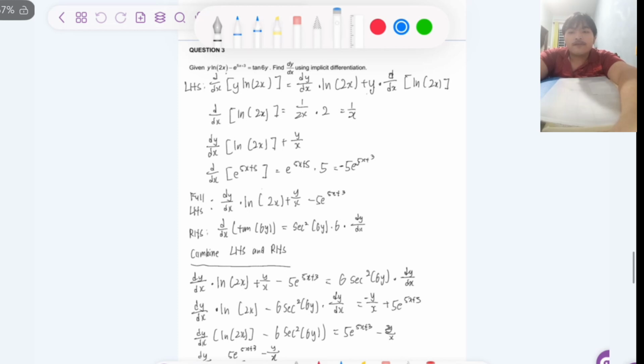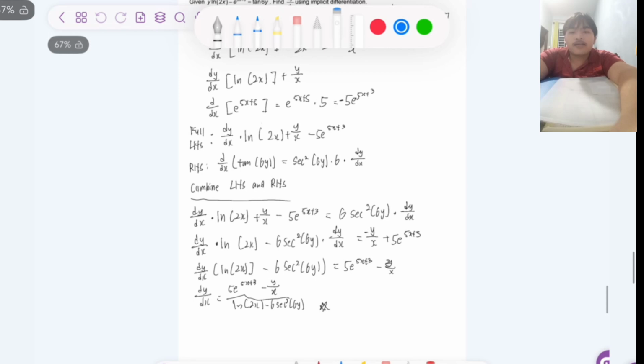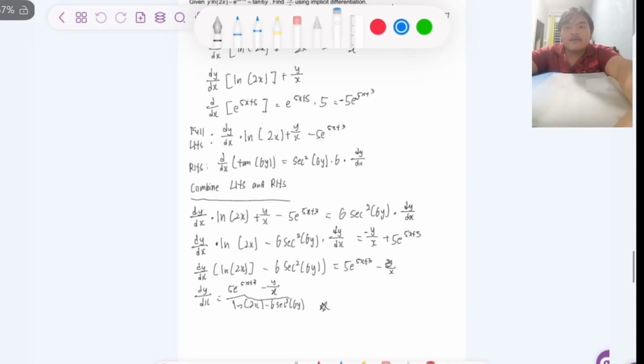Then the derivative of e to the power of 5x plus 3, we use the chain rule, we get minus 5e to the power of 5x plus 3. So the full left hand side becomes dy/dx times ln 2x plus y over x minus 5e to the power of 5x plus 3. Now we do the right hand side. The derivative of tangent of 6y, we apply the chain rule again. It will become 6 secant squared of 6y dy/dx.